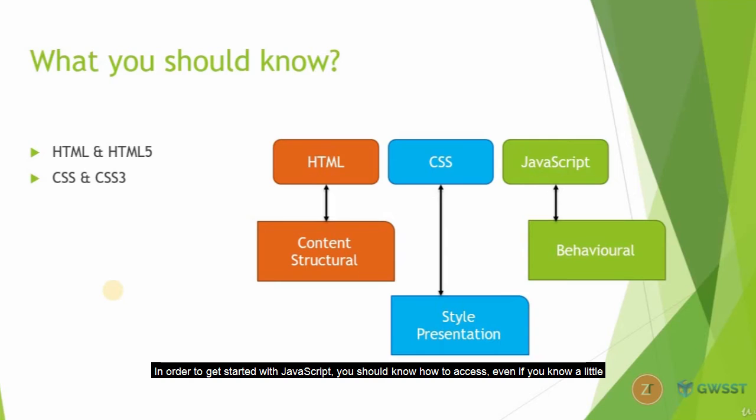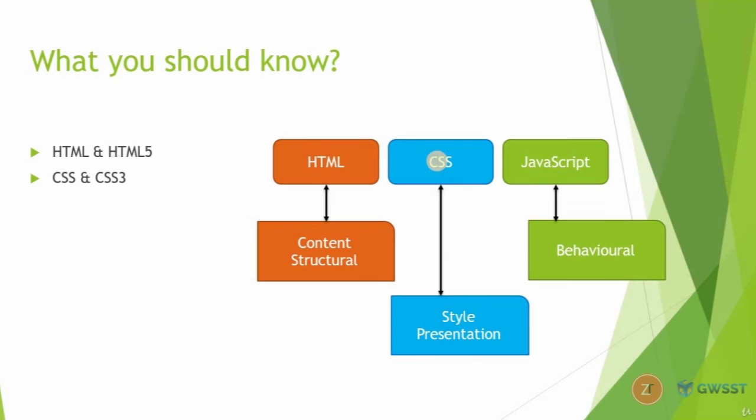In order to get started with JavaScript, you should know HTML and CSS. Even if you know just a little bit of the basics of HTML and CSS, that is completely fine. Here we have HTML, which is completely based on content and how the structure of the website is going to work. CSS is completely based on the different types of styles and how you're going to present your website. JavaScript is completely based on behavior. That means with the help of JavaScript, you can manipulate your complete HTML and CSS. So in order to learn JavaScript, you should know HTML and CSS. Now, once you know HTML and CSS, we are good to go with JavaScript.